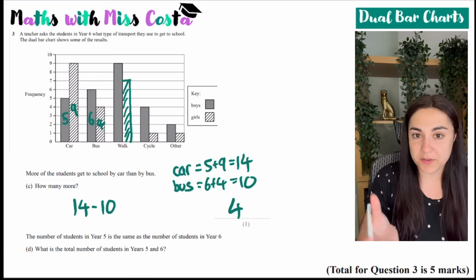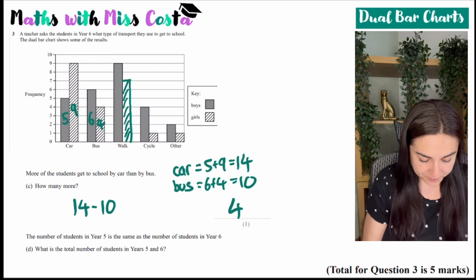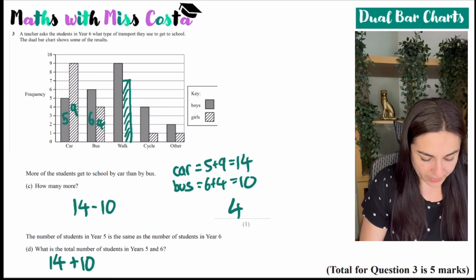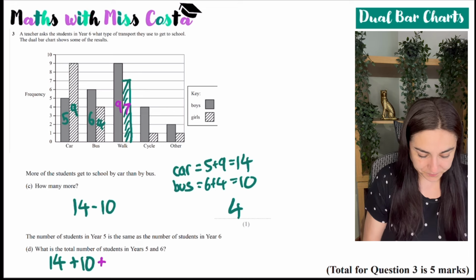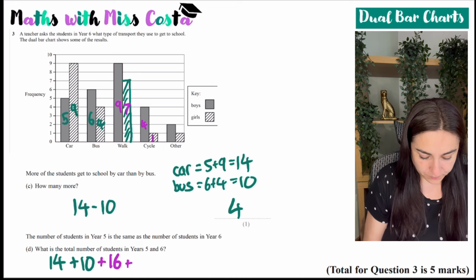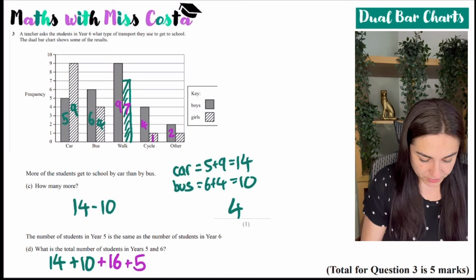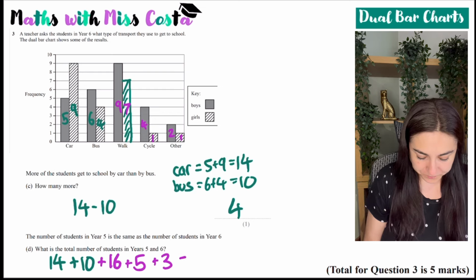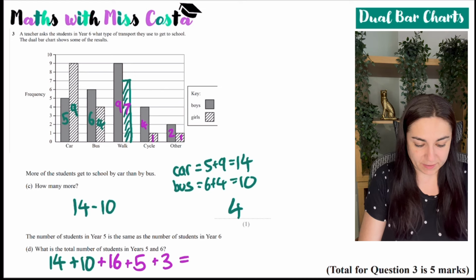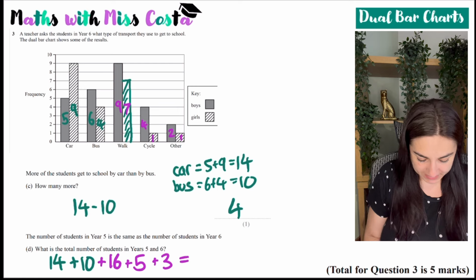So first I want to work out what the total number of students in year 6 is. So I know that that's 14 plus 10 because I've worked that out already. And then how many walk? Well, 9 boys and 7 girls. And 9 plus 7 is 16. And then I've got 4 and 1. 4 plus 1 is 5. And then I've got 2 and 1, which is 3. So if I add all those together, I can find out how many students are in year 6. So 14 plus 10 plus 16 plus 5 plus 3 is 48.